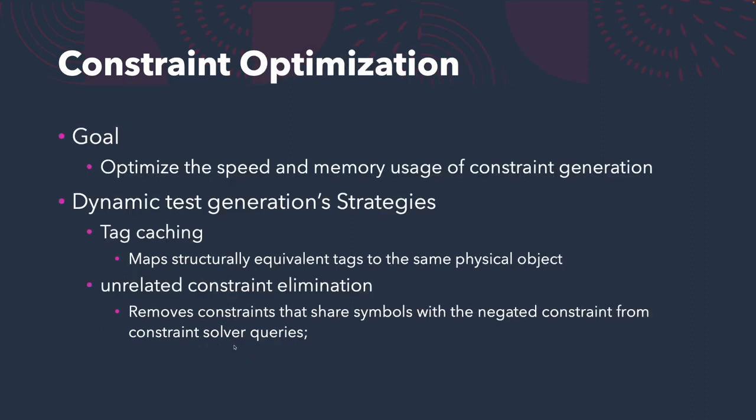So let's talk about the constraint optimizations. The goal is to optimize the speed and memory usage of the constraint generation to make it more efficient with less memory usage. Let's talk about the dynamic constraint generation strategies. The first strategy is called tag caching. It identifies the same physical object by mapping the structurally equivalent tags to it. The second is called unrelated constraint elimination. From the constraint solver queries, all the constraints which share no symbol with the negated constraint will be removed.